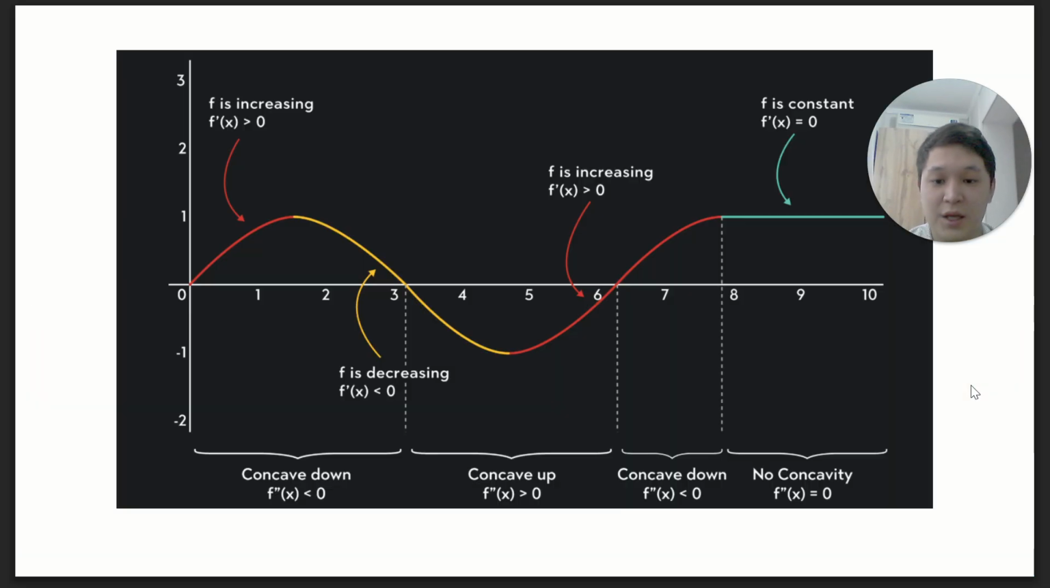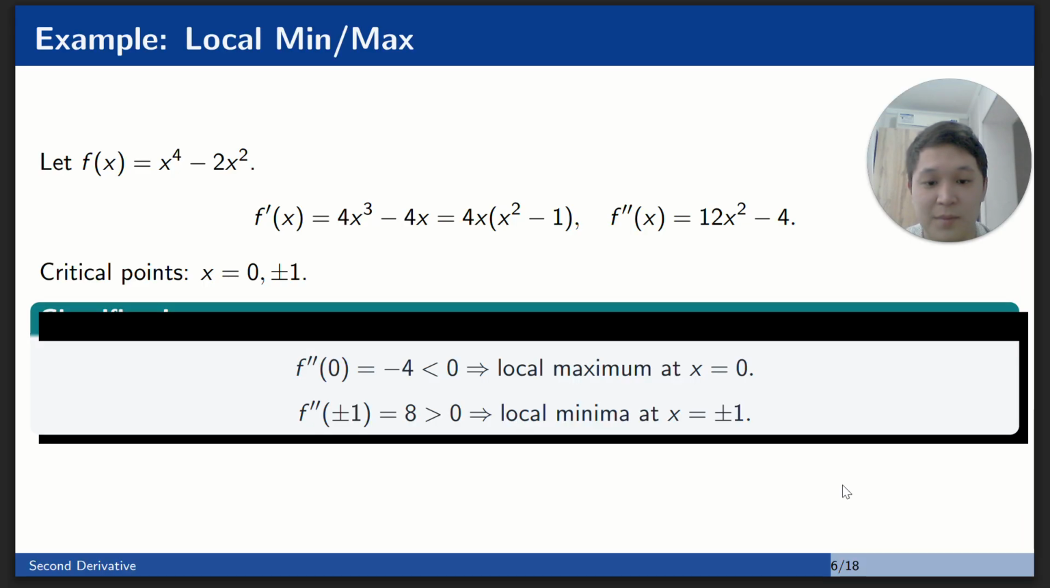So here we have some graph. When it's concave down, it's decreasing as you see, and if concave up, it's increasing. If f double prime is zero, we don't have a concavity here, and our second derivative is equal to 0.